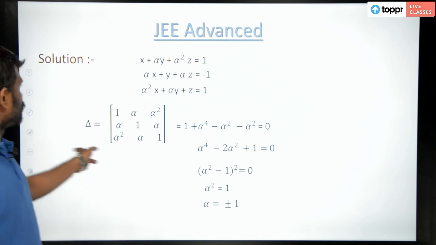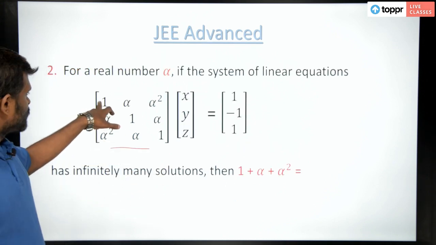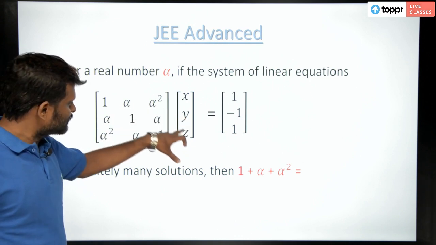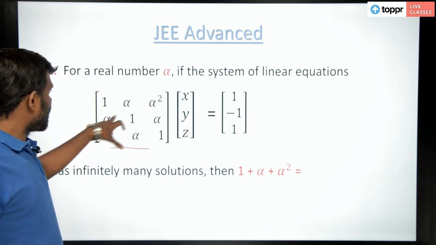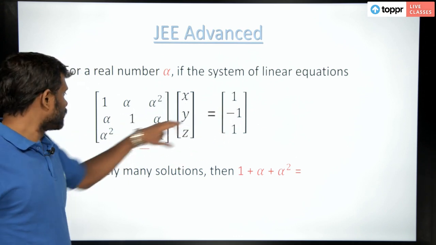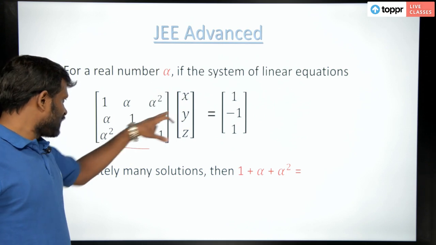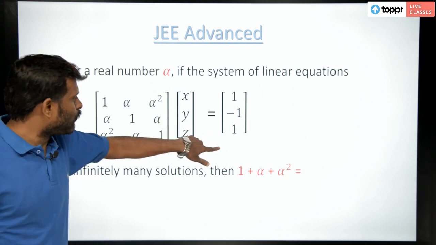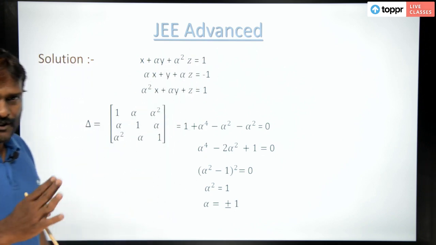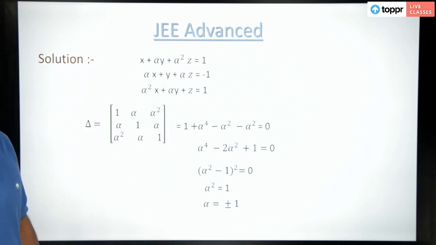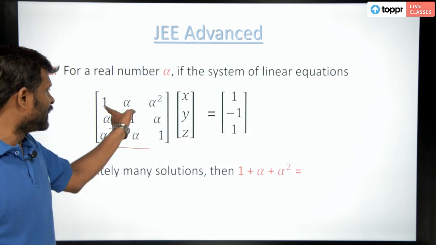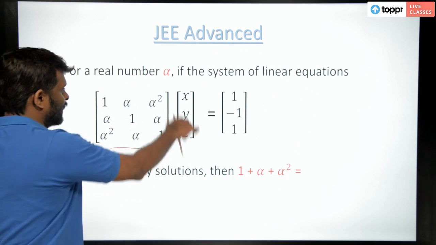See the equations, I am writing the equations: 1 times x plus alpha y plus alpha square z. Next, alpha x plus y plus alpha z, this will be equal to -1. Then alpha square x plus alpha y plus z is equal to 1. So, those are the 3 equations which we have written here. We did not do anything, we just multiplied those 2 matrices and wrote it there. We formed the equations from this system, we made these into linear equations, multiplying it, right.